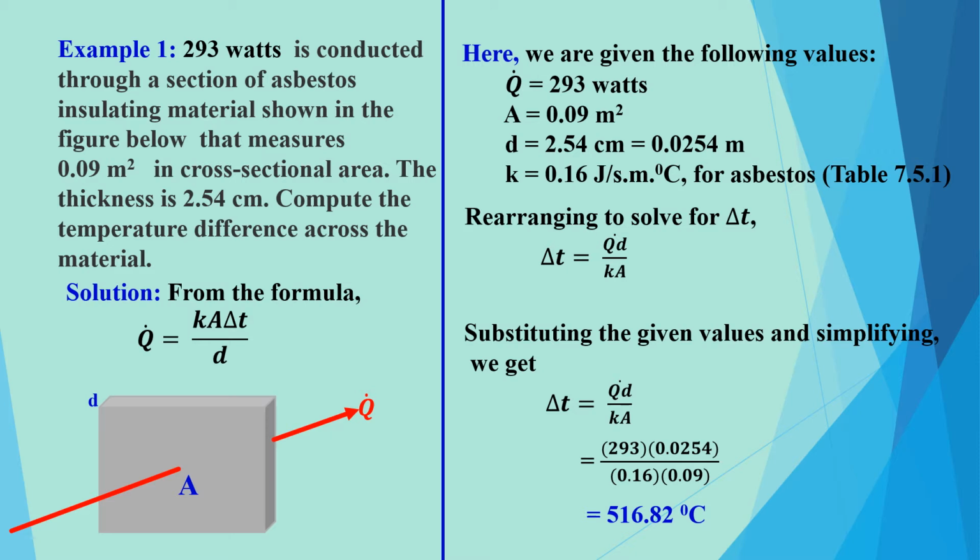equals Q dot times D divided by K divided by A. Substituting the given values and simplifying, we get the change in temperature equals 516.82 degrees Celsius.